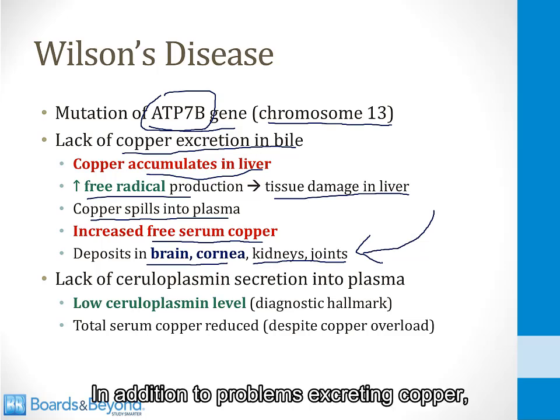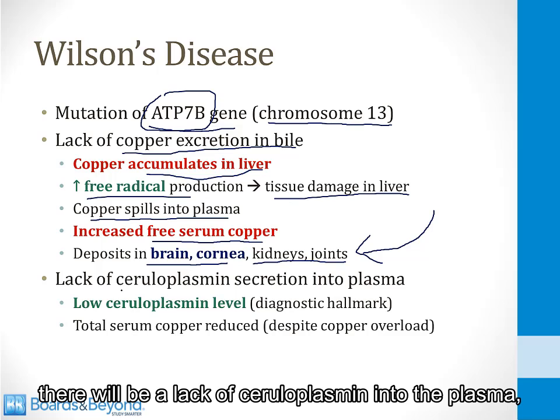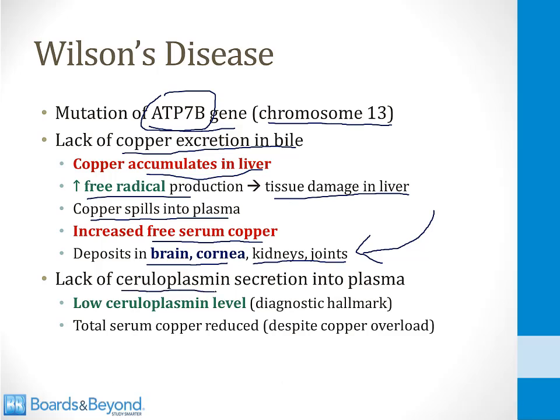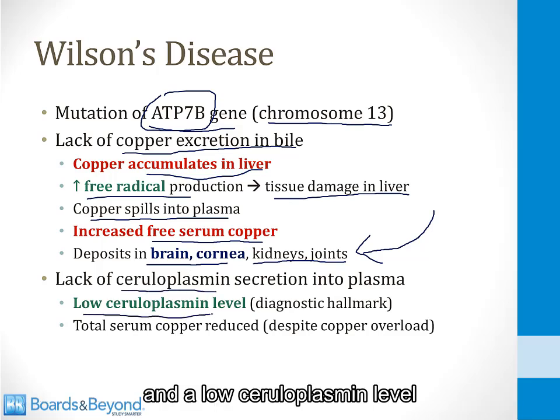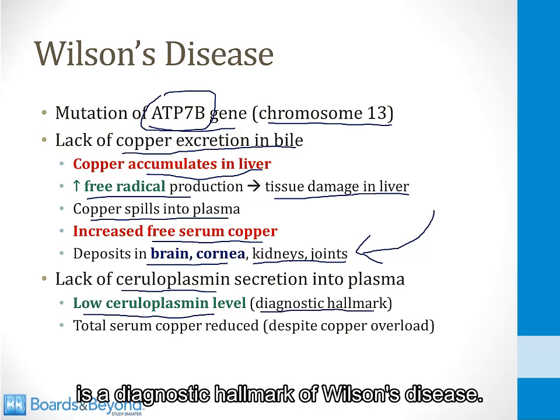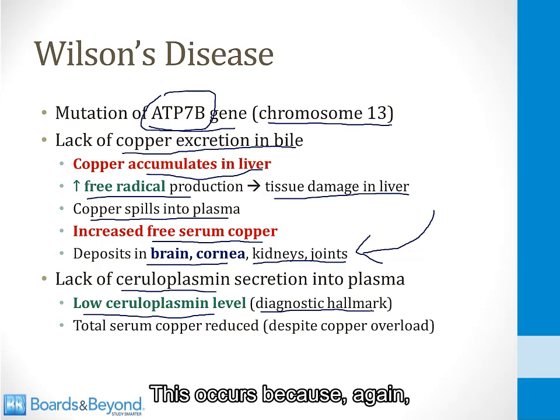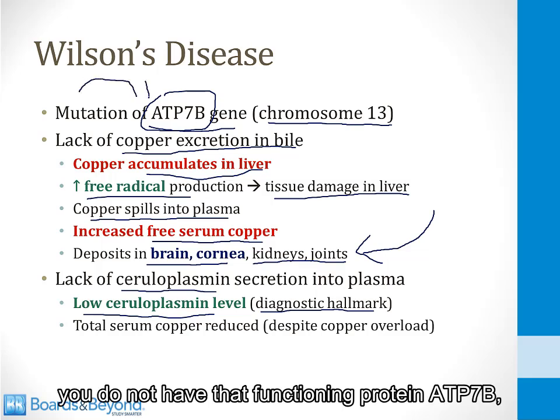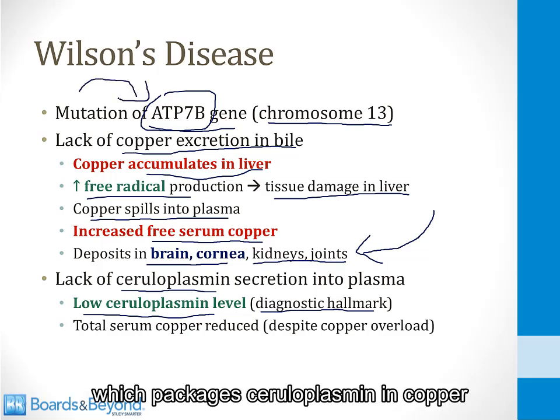In addition to problems excreting copper, there will be a lack of ceruloplasmin in the plasma. And a low ceruloplasmin level is a diagnostic hallmark of Wilson's disease. This occurs because, again, you do not have that functioning protein ATP7B, which packages ceruloplasmin and copper and then excretes the ceruloplasmin into the serum.